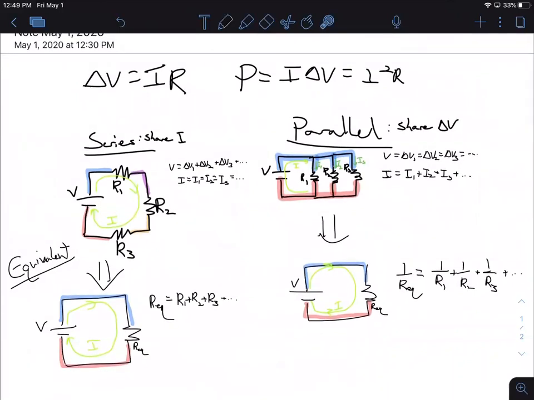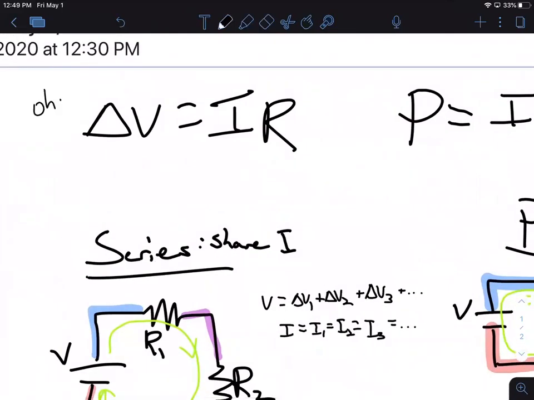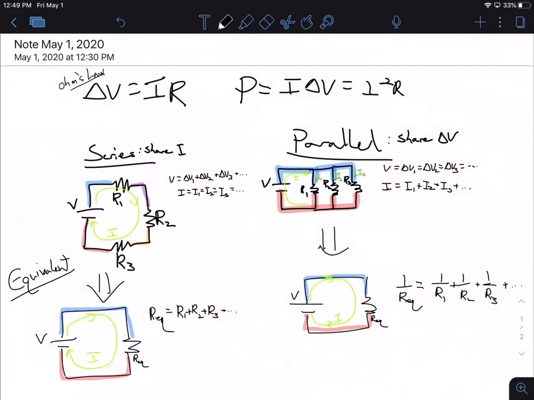Okay, so things we know. We know Ohm's law. So this is Ohm's law. I guess we could label that because I'm going to refer to it as such. Ohm's law tells us about the relationship between potential difference, the change in voltage, the current, and the resistance in a resistor. And this is for an individual resistor.